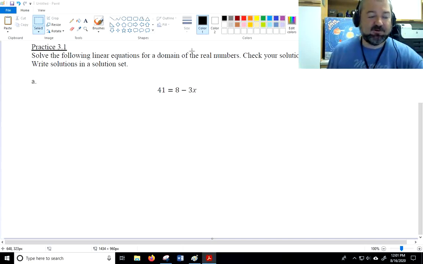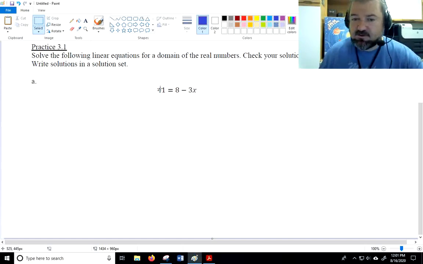Okay. Well, if you're back, I hope that wasn't too tough, right? I hope you had some success, and let's go over it and see how you did. All right. So I've got 41 equals 8 minus 3x. You should just subtract 8 from each side. All right, got 41 minus 8 is 33.